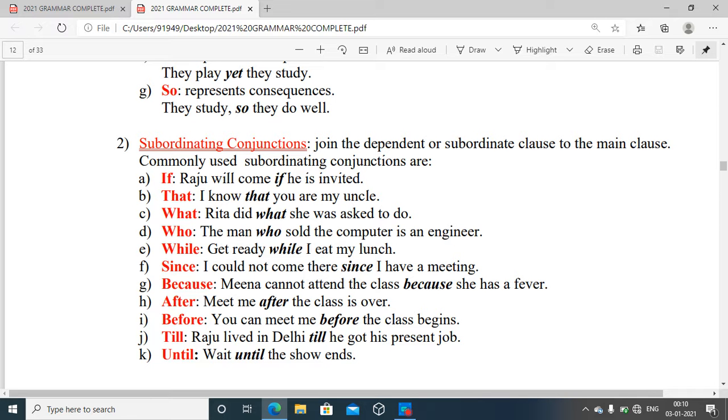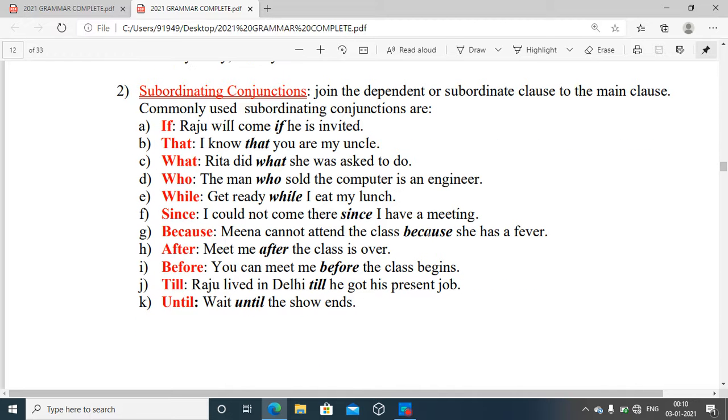Since I could not come there, since I have a meeting. The reason is given why the person could not come: since the person has a meeting. So this is the way you get a reason and a connective, you connect the events. And because is another way of giving a reason. Meena cannot attend the class because she has a fever. These are connected and you have a dependency. One part is dependent, subordinate, the dependent clause to the main clause. Only with the connective can you do it properly. Meena cannot attend the class, full stop. She has a fever. One is the reason for the other. So because is definitely a suitable conjunction there.